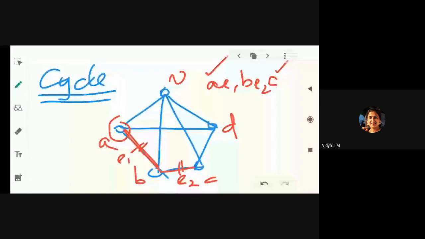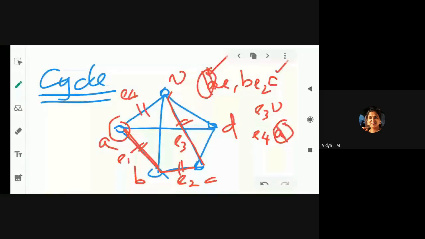Now let me move to V by this edge. Let me call it E3. Then I have reached V. Then I have to come back to A. That's very important as far as a cycle is concerned. Therefore, call it E4, and I have to reach A. So starting at A, ending at A, these are the only vertices in that cycle which are the same. All the other vertices are different. So it can be simply taken as a closed path, we can say.